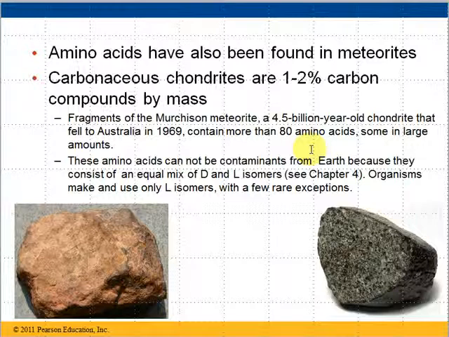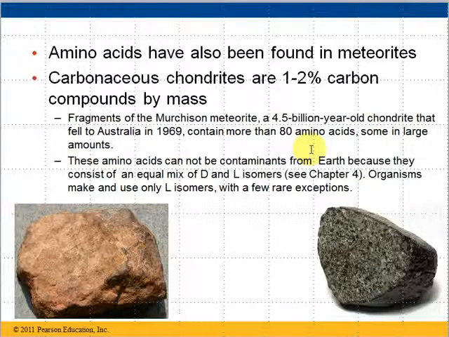It fell to Australia in 1969, and it contained more than 80 amino acids, some of them in fairly large amounts. You might say, how do we know those amino acids came from the meteorite? How do we know they weren't contaminants from Earth when the meteorite fell? Well, the main reason is that inside the meteorites, the amino acids consist of an equal mix of two separate isomers called D and L isomers.